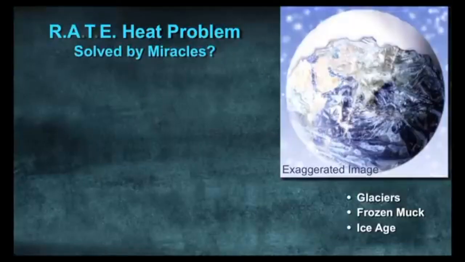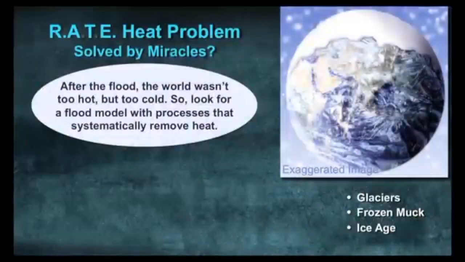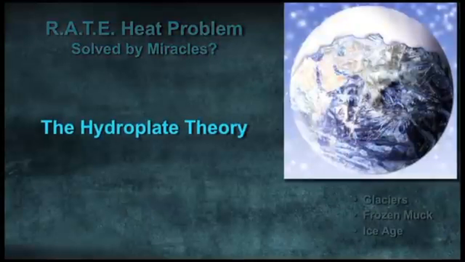He could have done it just perfectly. The Ice Age was a result of the consequences of the flood. After the flood, the world wasn't too hot, but too cold. So look for a flood model with processes that systematically remove heat. The hydroplate theory removes heat.